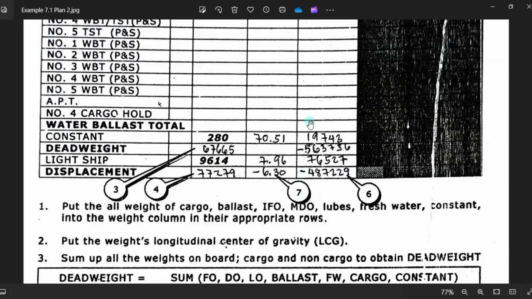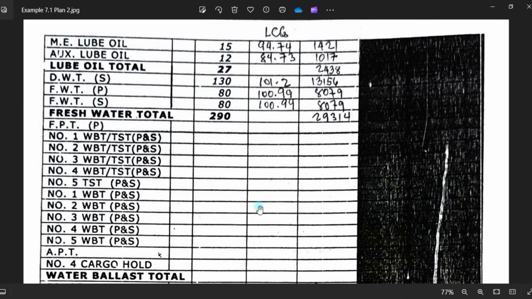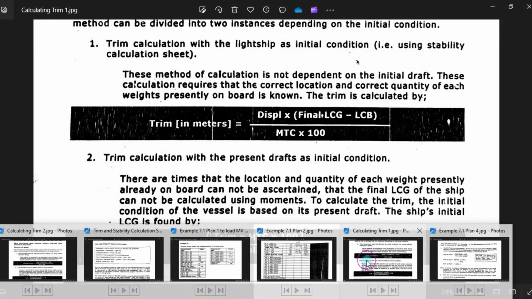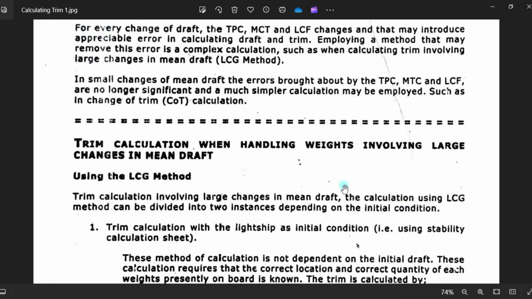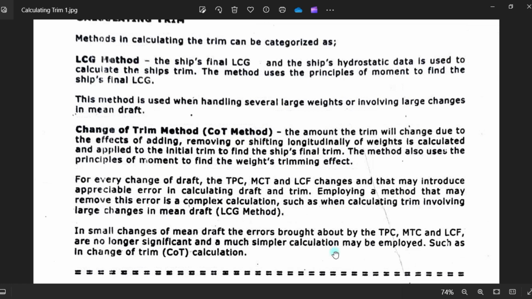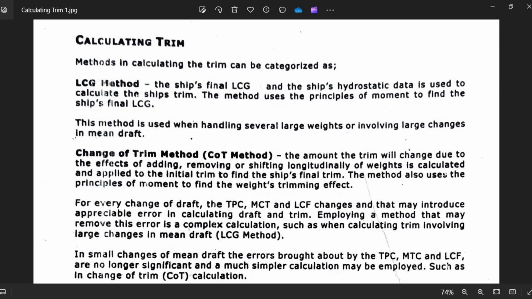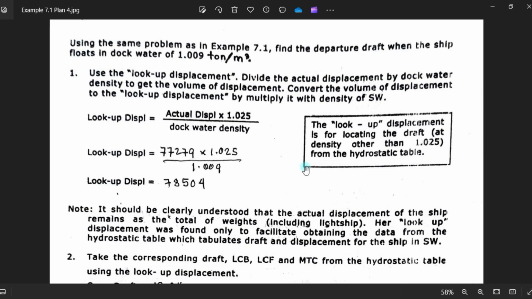Okay, here, and this one. Just read this one, and this one. Okay, so that's it, guys.